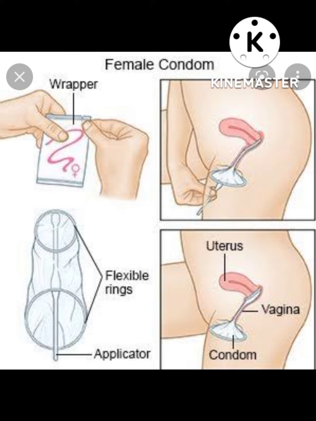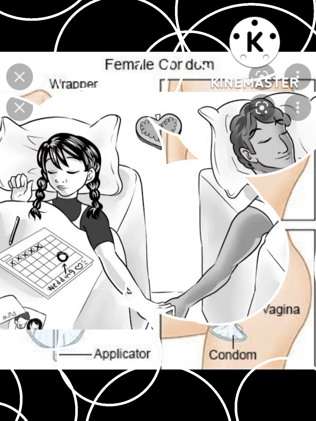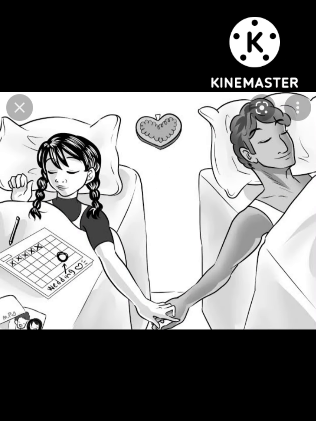Disadvantages of female condoms: they can slip out of place during sex. They can irritate your or your partner's skin. This might make the sensation of sex less. They're slightly less effective at preventing pregnancy and STDs than male condoms. There is no side effect of using condoms.